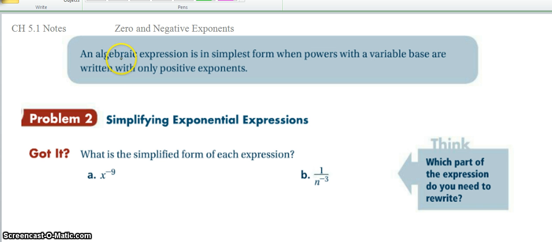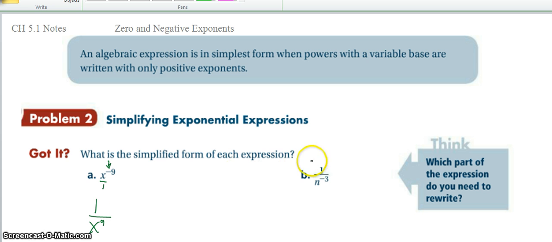So like it says up here, an algebraic expression is simplest when powers with a variable base are written only in positive exponents. So our negative exponents, we like to first do what we can to turn them into positives. So if this base of x is really x/1, this becomes 1/x to the 9th.